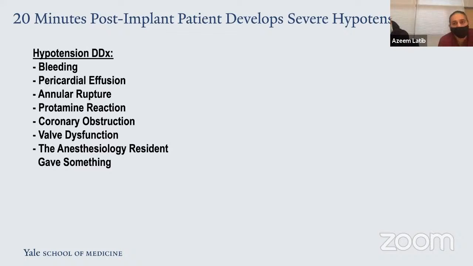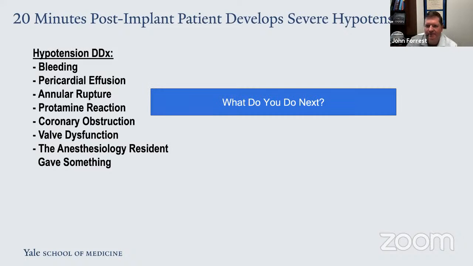An echo? Yeah, exactly. So never underestimate the use of an echo. I know that we've gotten away from transesophageal echoes, and I think that's a good thing. We often don't use as much transthoracic, but I do think it's a mistake to be doing a TAVR and not have an echo in that room to be able to do it instantly. So totally agree. So next step's an echo.